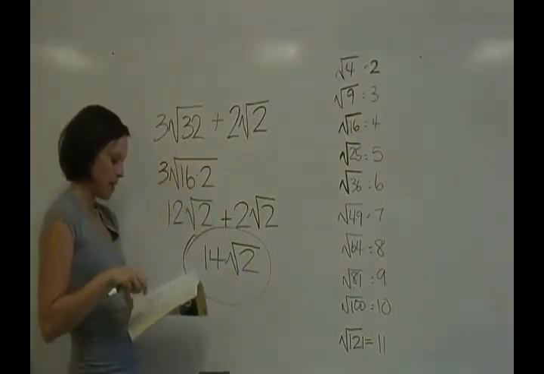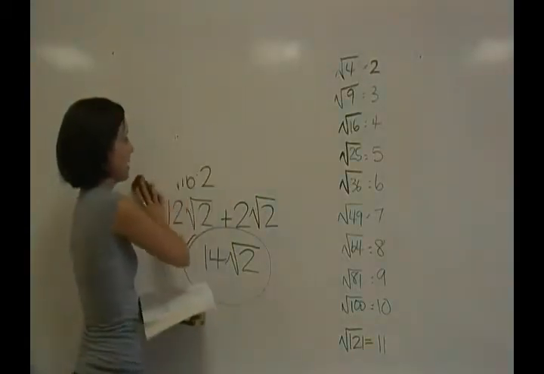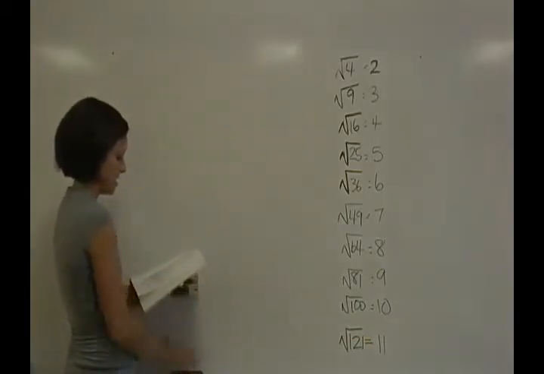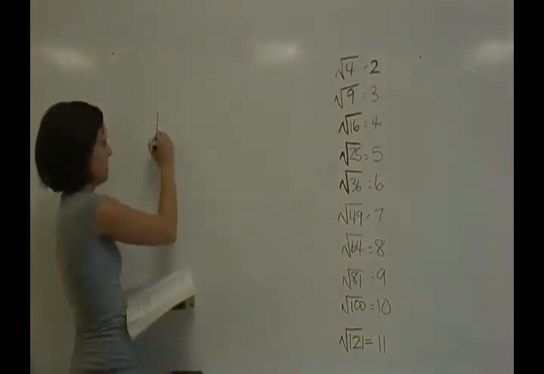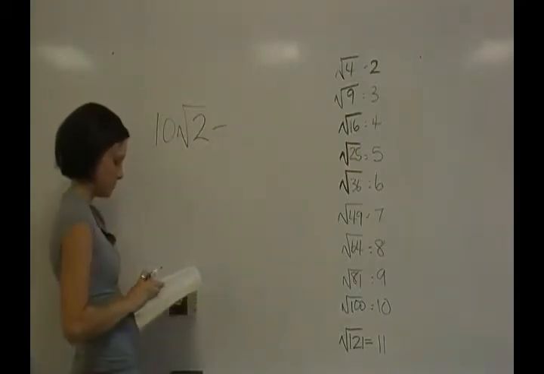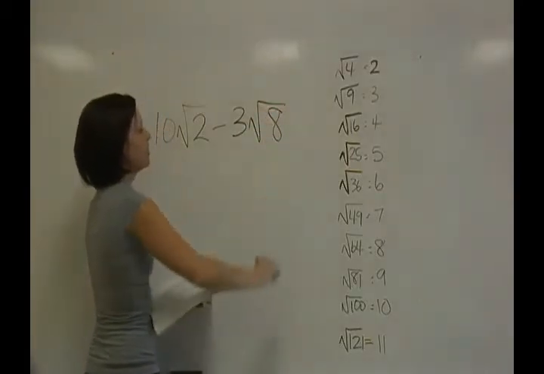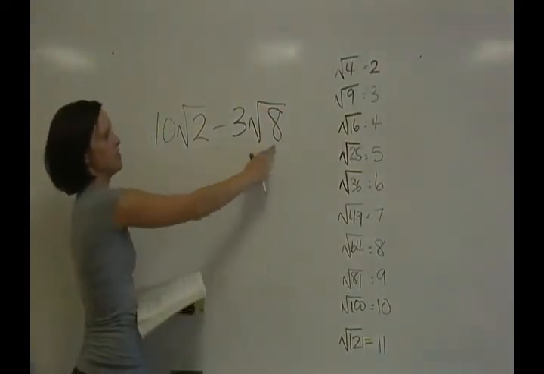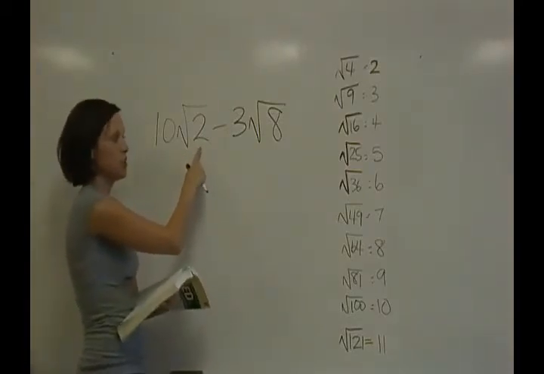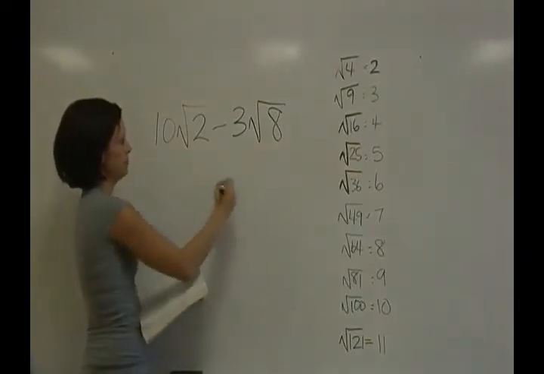So let's move on to subtraction and see what else we'll learn with subtraction. Same thing, you'll just subtract the whole numbers. So number 19 is a great example. So we have 10 square root of 2 minus 3 square root of 8. Now we see that our bases are not the same. The base that we need to get it to is the square root of 2. So, what times 2 equals 8?